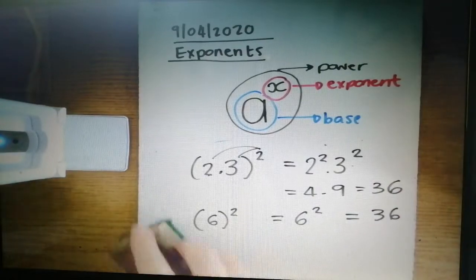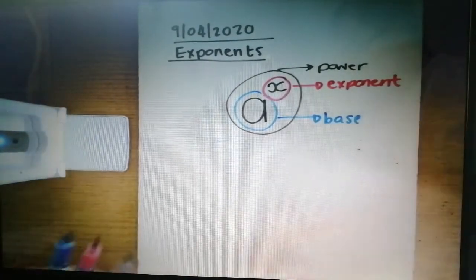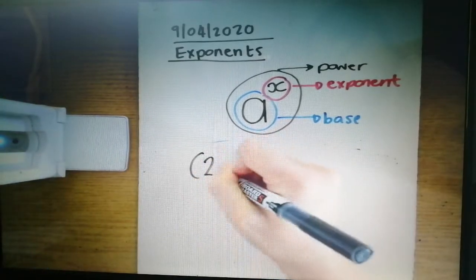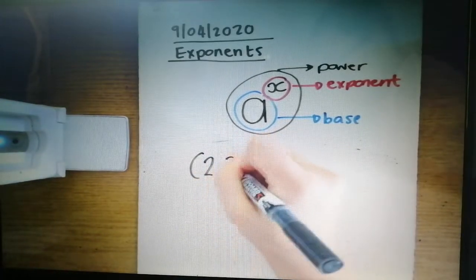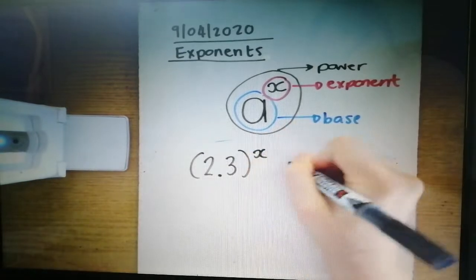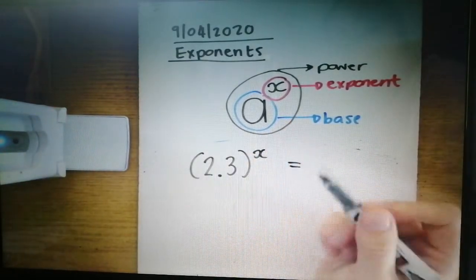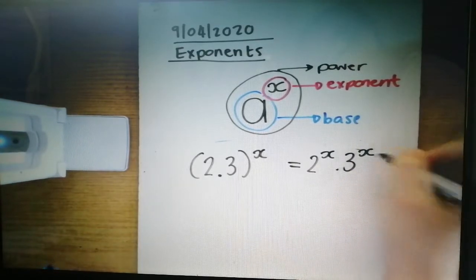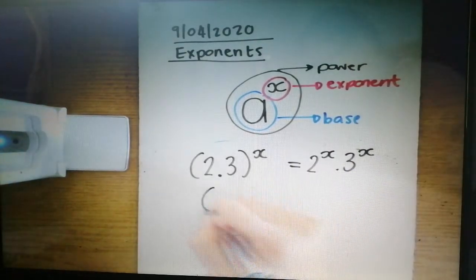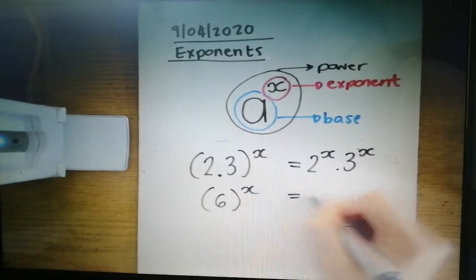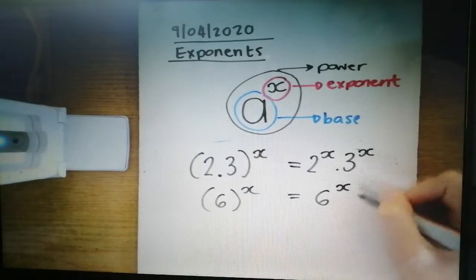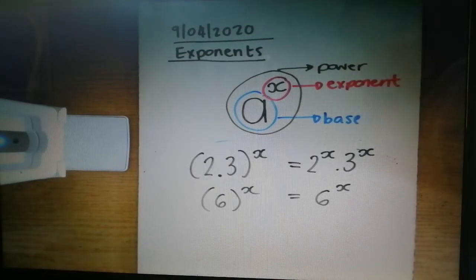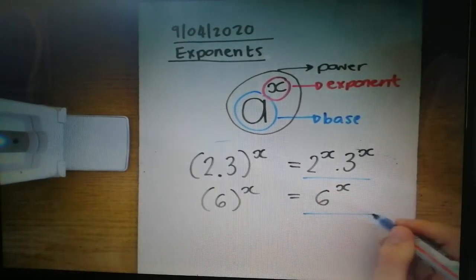Okay. And if I had to give you something like this, 2 times 3, I see this is on your worksheet, to the power of x. You could say 6 to the power of x, or you could say 2 to the power of x times 3 to the power of x. This is quite interesting because these two things represent the same thing, if you think of the example we looked at just prior to this. So perhaps keep this in mind.